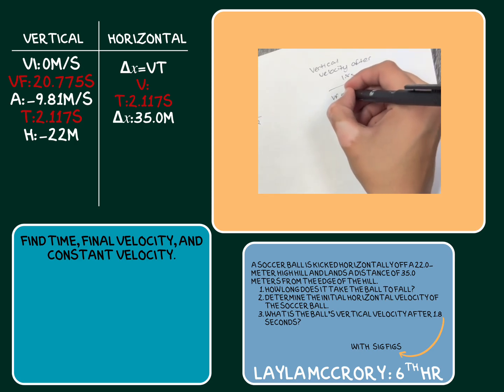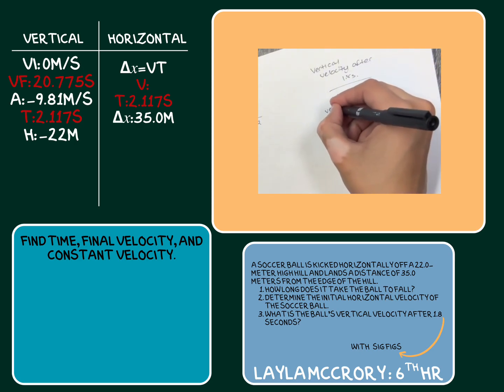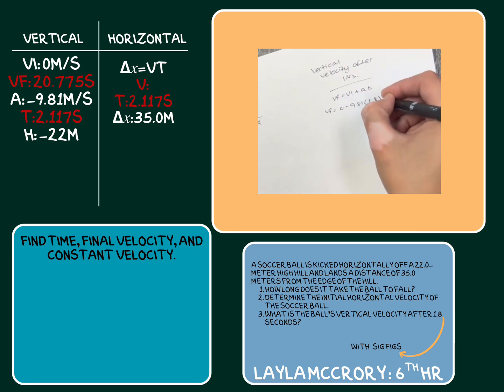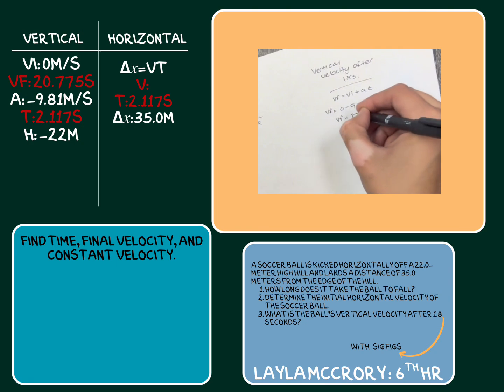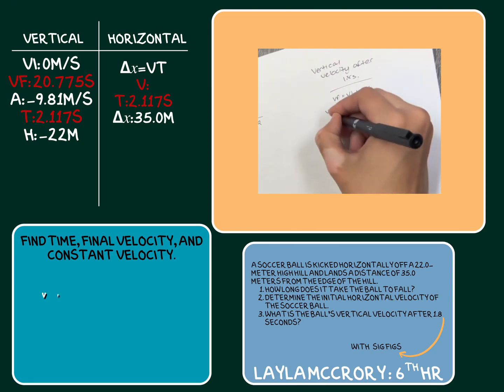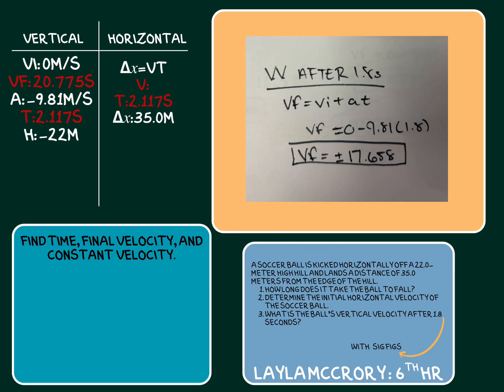Unfortunately, we are going to use the first kinematic equation. We are going to use the time 1.8 seconds and negative acceleration 9.81 meters per second squared. We're solving for final velocity, which means we are not going to use the final velocity we already found, and the initial velocity is always 0 unless stated otherwise.